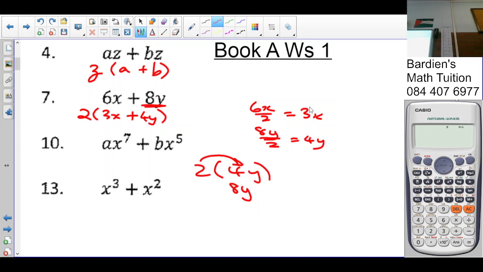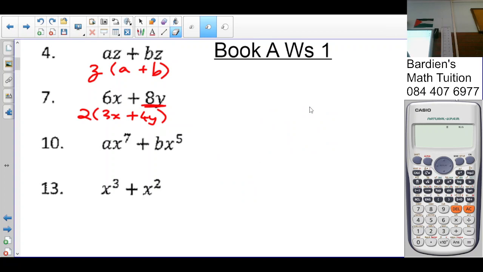You guys understand? Just look at number 10. What is common here? The highest common factor. The biggest number that can go into both. X to the exponent. The highest common factor is what?